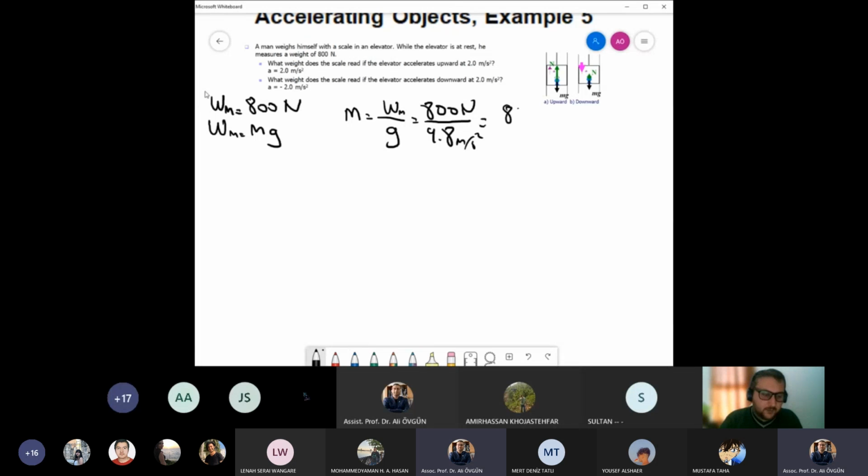It is equal to 81.6 kilogram. Okay, this is the mass of the man. Now we can start the problem.